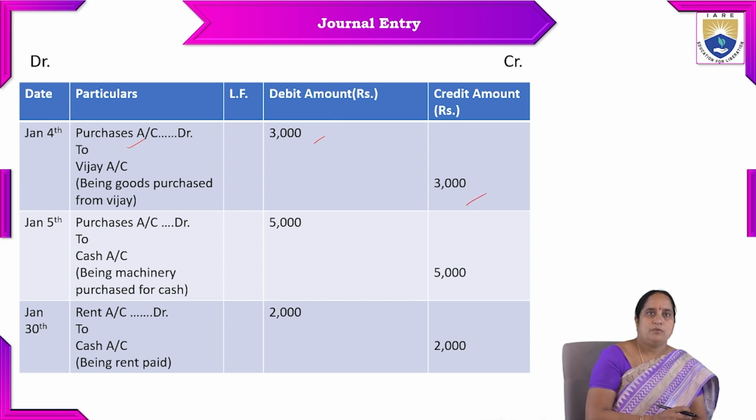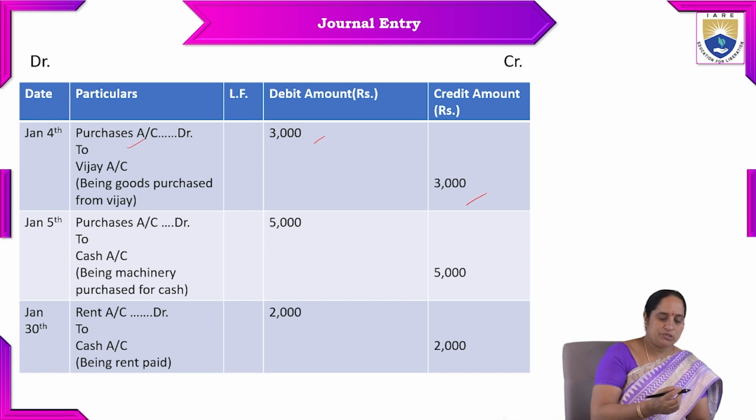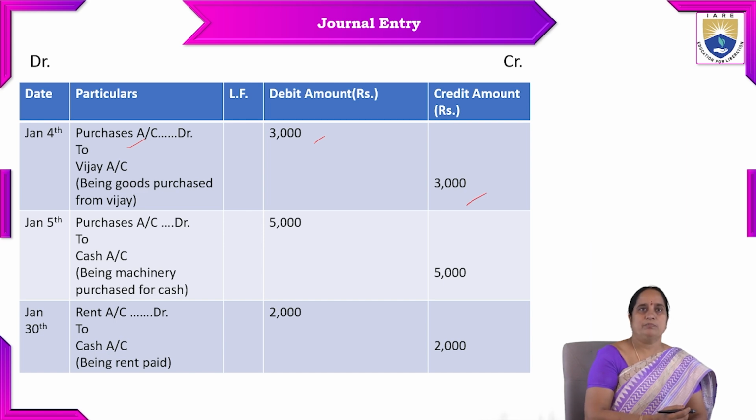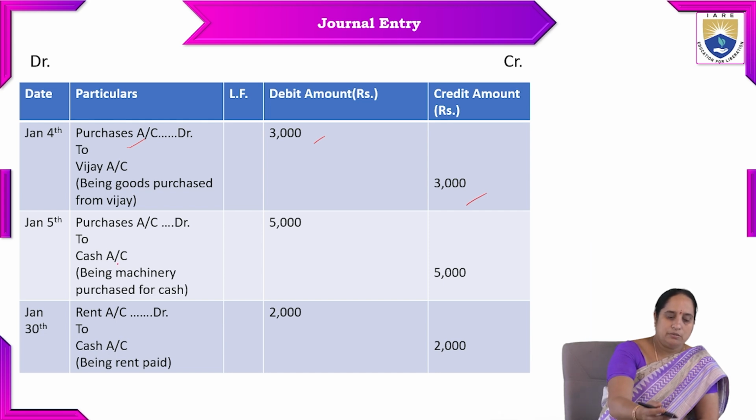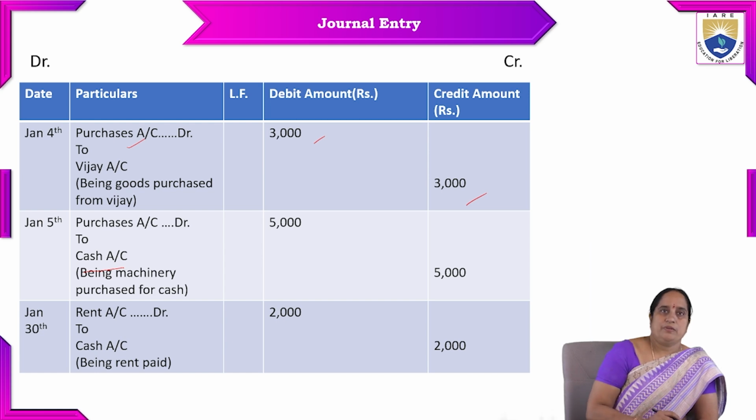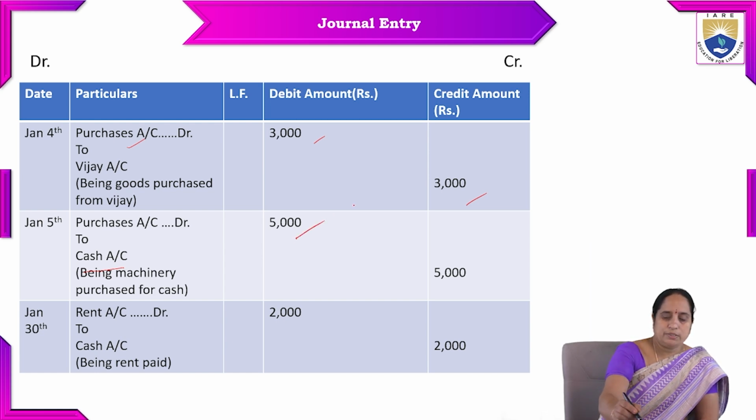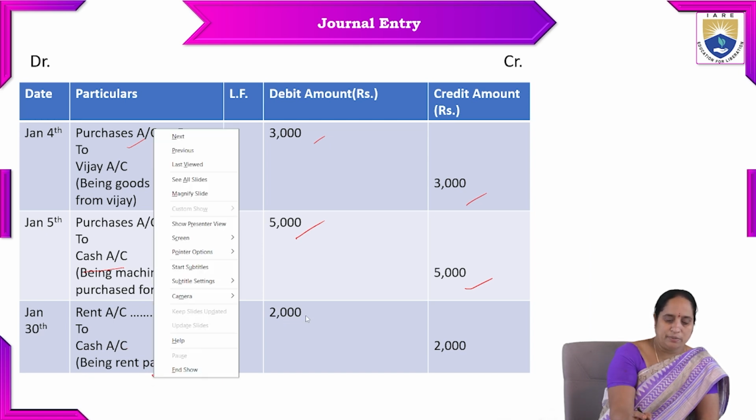Jan 5th, machinery purchased for cash. So one can write machinery account, because machinery is an asset, so that should be debited, and cash is a liability, so which should be mentioned on the credit side. Amount worth 5,000 on debit and credit sides. Jan 30th, rent paid. Rent account debtor to cash account, being rent paid. So 2,000 is debited in rent account and 2,000 should be credited to cash account.